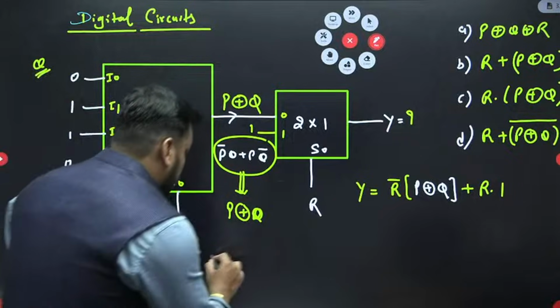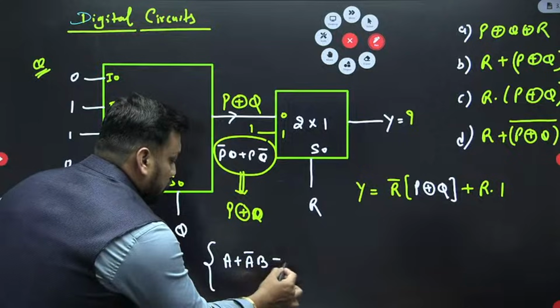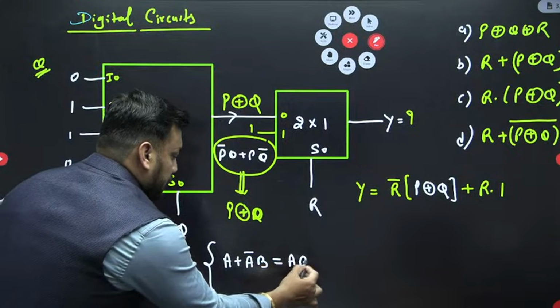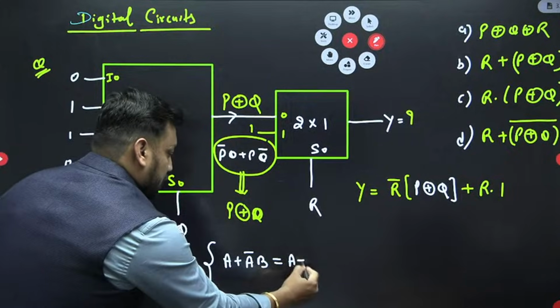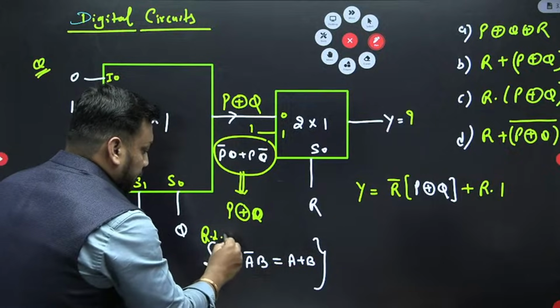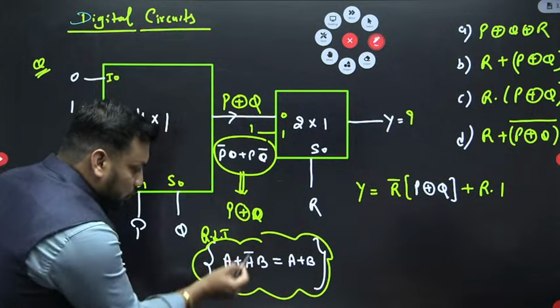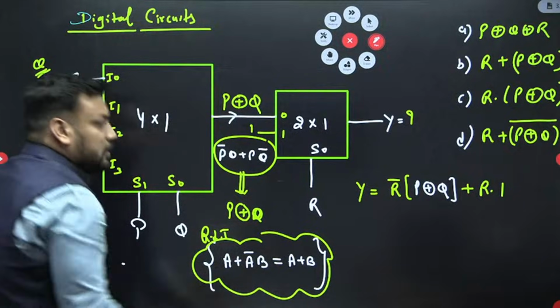Now student, do you know the redundant literal theorem property? What is A plus A bar B? Sir, A plus A bar B is nothing but A plus B only. This is known as the redundant literal theorem. So the redundant literal theorem says that if you have A plus A bar B, then you can skip this A bar, and directly write A plus B.